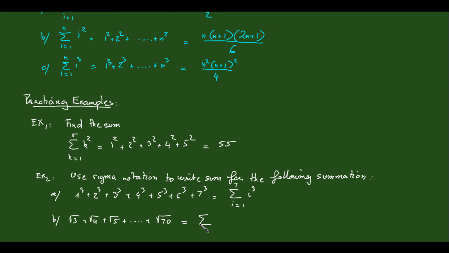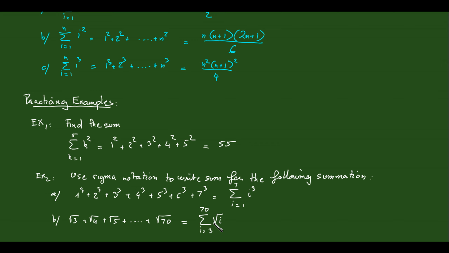So you can write it like this, because here we have 3, 4, 5, 6, 7. You can write the sum from i equals 3 to 70 of square root of i. Here you go. That one is easier. That makes more sense.